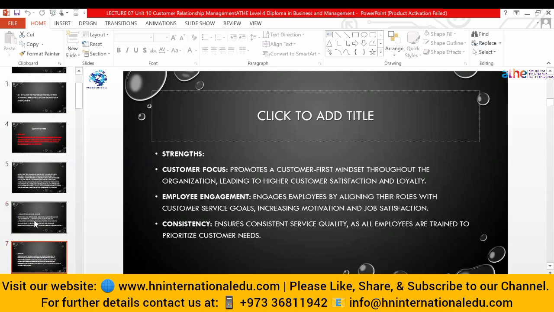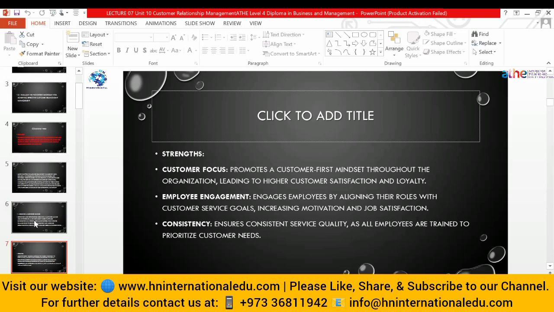Strengths. Customer focus promotes a customer-first mindset throughout the organization, leading to higher customer satisfaction and loyalty. Obviously, when your first priority is consumer satisfaction, you are going to gain their attention more when you work on their requirements.